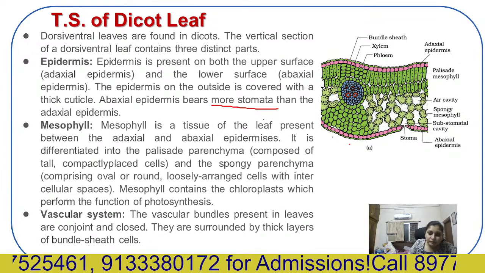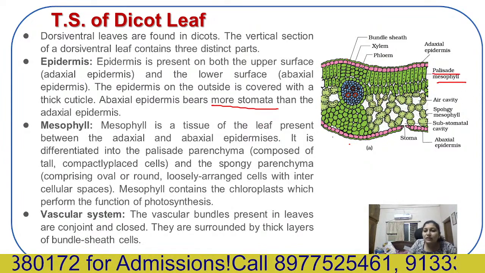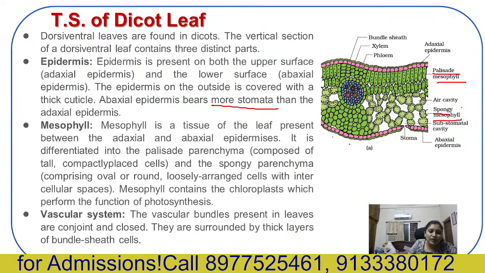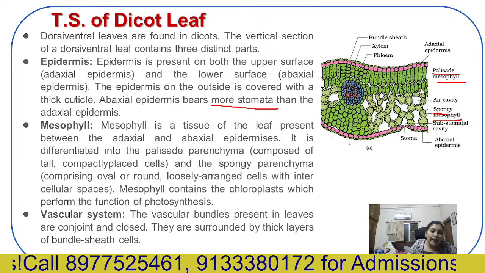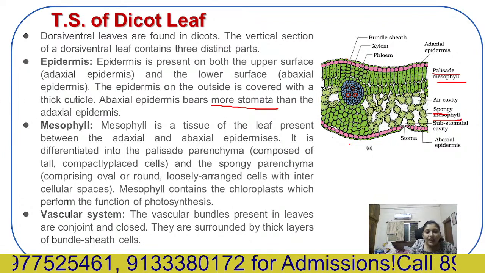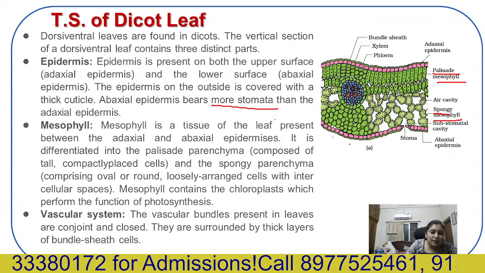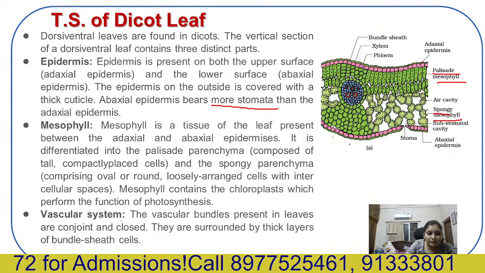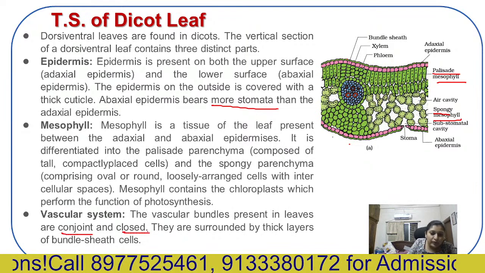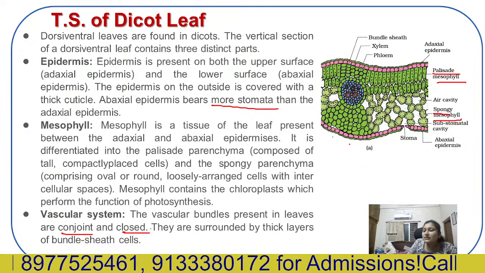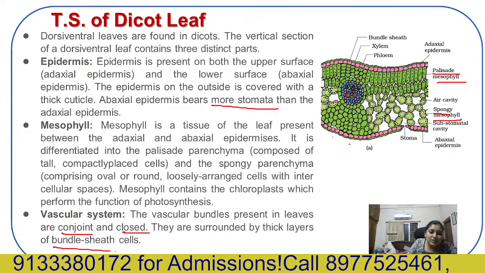Mesophyll cells. Here, mesophyll cells are divided into two types: palisade mesophyll cells and spongy mesophyll cells. Palisade means they are composed of tall and compactly placed cells, and spongy cells are loosely arranged. They contain chlorophyll and they are responsible for photosynthesis. Vascular bundle. The vascular bundles present in the leaves are conjoint and closed, so not open for secondary growth. They are surrounded by a thick layer of bundle sheath cells.